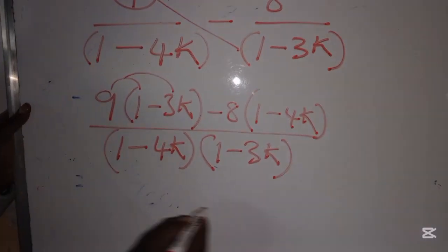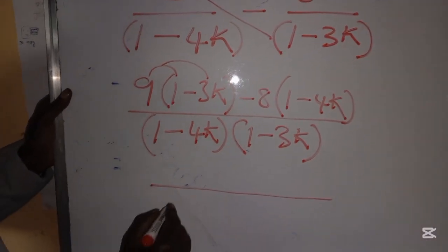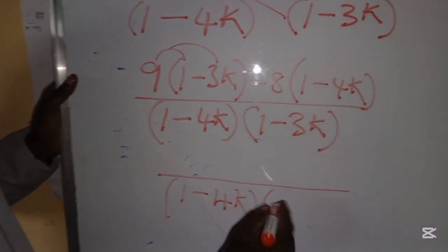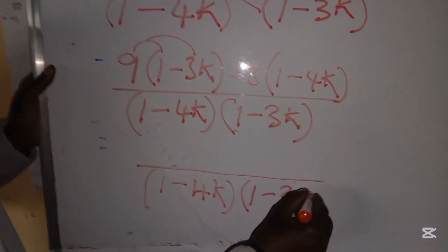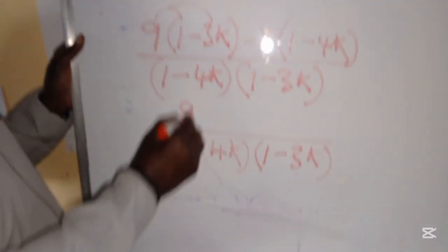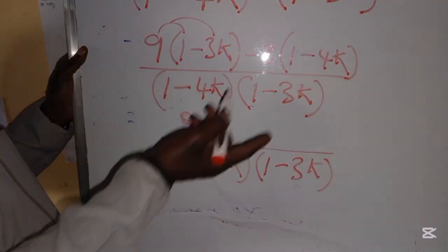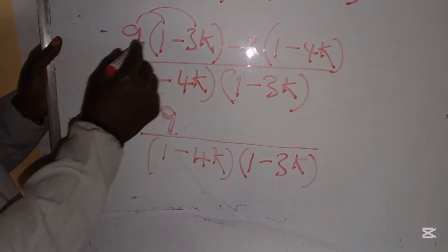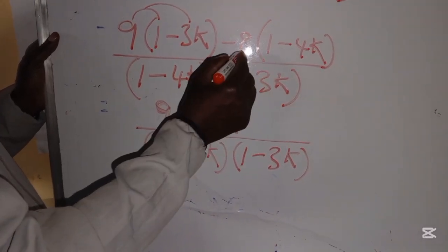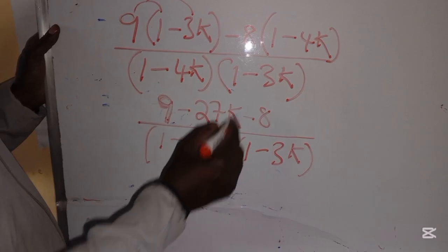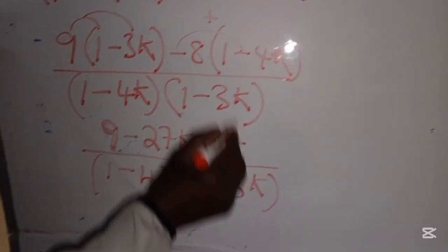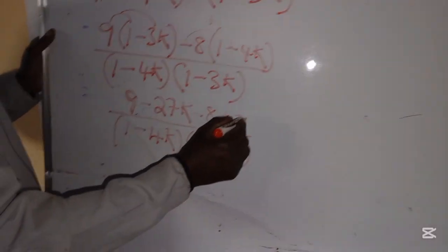Be careful. Here you maintain the denominator, 1 minus 4k brackets, and again 1 minus 3k brackets. So 9 times 1 is just 9. 9 times negative 3k becomes negative 27k. Then negative 8 times 1 gives negative 8. Negative and negative, the answer is positive, so I'll have a positive 32k.